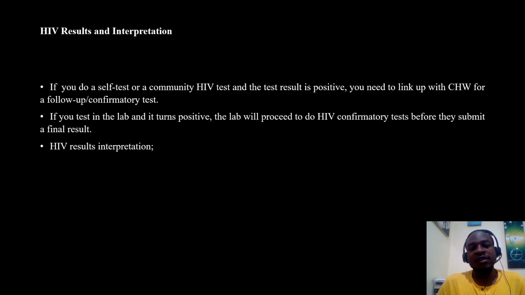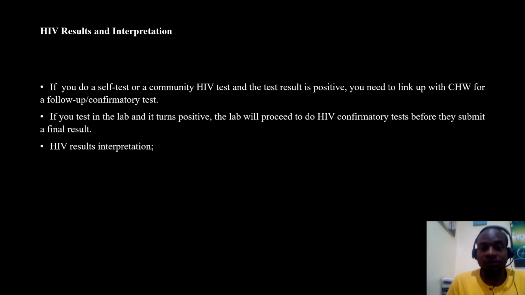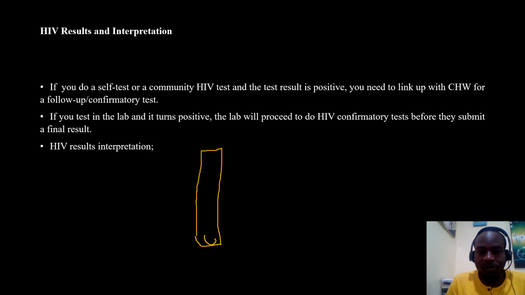So how do we interpret HIV results? I'll draw something here. Let's say this is the kit. This is where we'll put blood. Then there's a line here and here. This one is called test, and this is the control, C. This is a kit, so we want to do an HIV test.